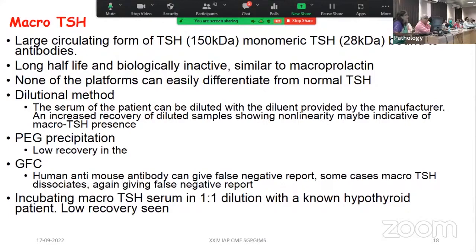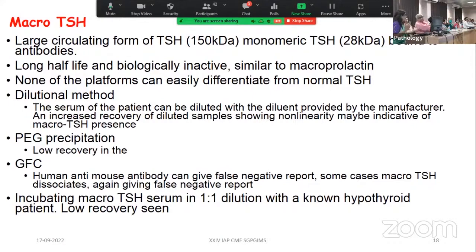The other thing which is commonly used for macroprolactin is PEG precipitation. When you add PEG, polyethylene glycol, the large molecules bind to that and get precipitated. So when you measure the TSH in the eluent, it will come low. So if the recovery is less than 25%, it makes you think that this serum had macro TSH. But still, there are situations where it may not be so clear cut, and 25% is a ballpark figure.